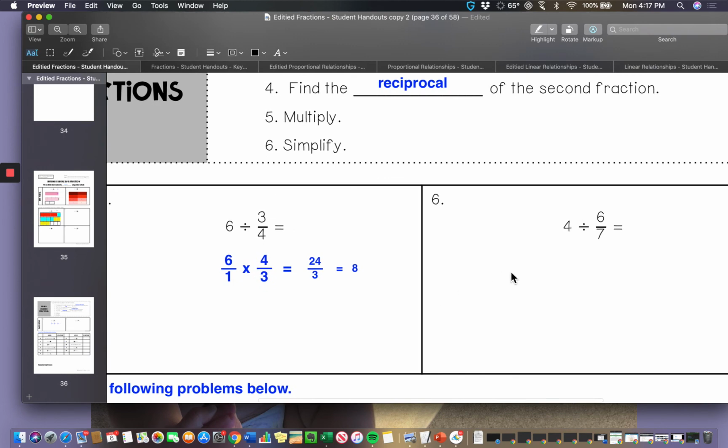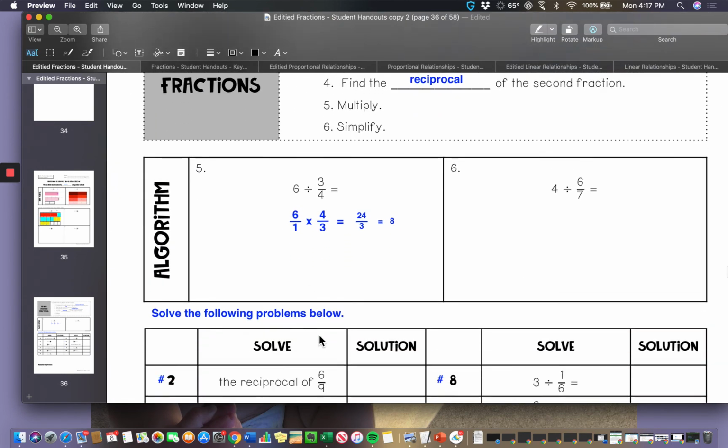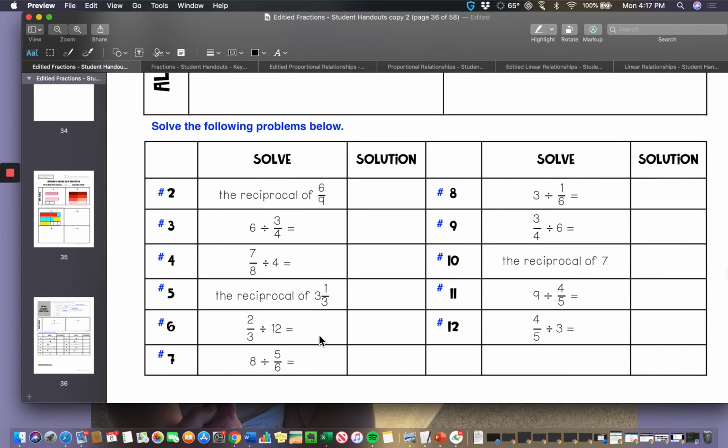So you're going to go ahead and do number 6 on your own, very similar to number 5. And then on the bottom, I changed it up a little bit because it wanted you to use dice and the directions were a little confusing, but it just says, solve the following problems below. So here are your numbers. You got 12 problems on the bottom, and you're going to write your answers where it says solution. So the reciprocal of 6/9 is going to be 9/6.